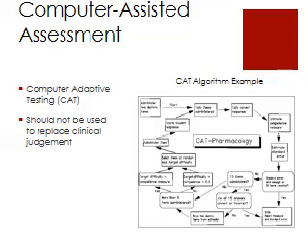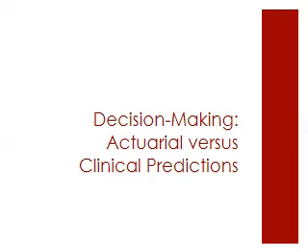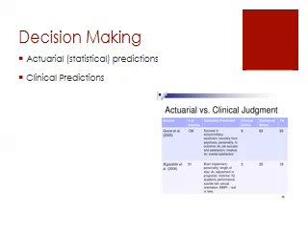Computer-assisted assessment should not be used to replace clinical judgment, but it has the benefit of allowing subsequent items to be based on previous answers. And how do you make decisions in terms of the assessment? There are 2 kinds. There's statistical predictions, and then there's clinical, which is what the clinician decides based on their experience. And the actuarial, basically the empirical predictions, have been shown to be more accurate alone than clinical alone.